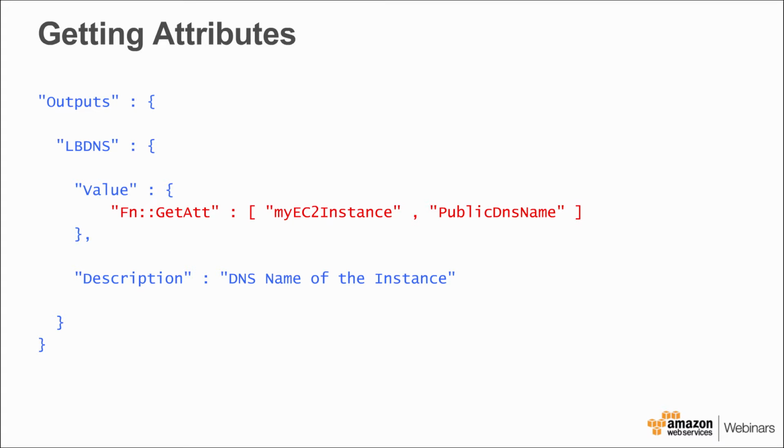The GetAtt function I mentioned earlier can be used to get other attributes about an instance. In this particular case, we're bringing up the public DNS name for the instance. And now I want to show a little.